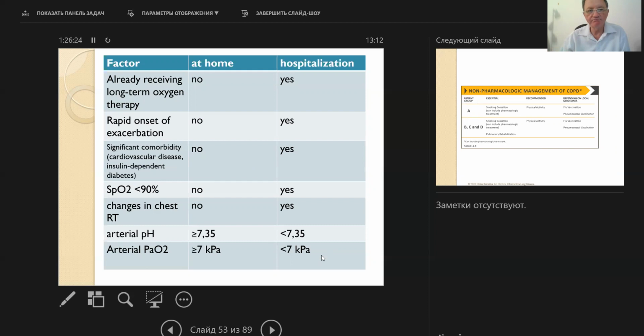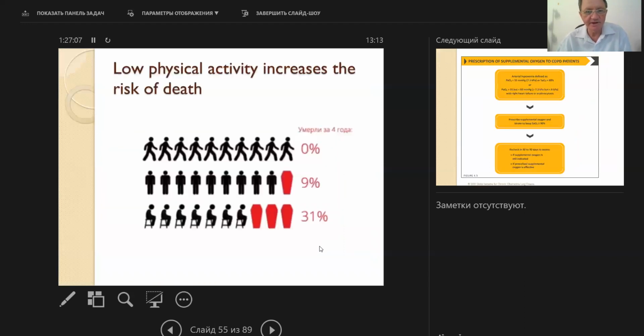receiving long-term oxygen therapy, rapid onset of exacerbation, comorbidity, including cardiovascular disease, insulin-dependent diabetes mellitus, diminished saturation, and also changes in chest X-ray, a decrease of pH less than 7.33 and arterial PaO2 less than 7 kilopascals should obviously be hospitalized due to COPD exacerbation.